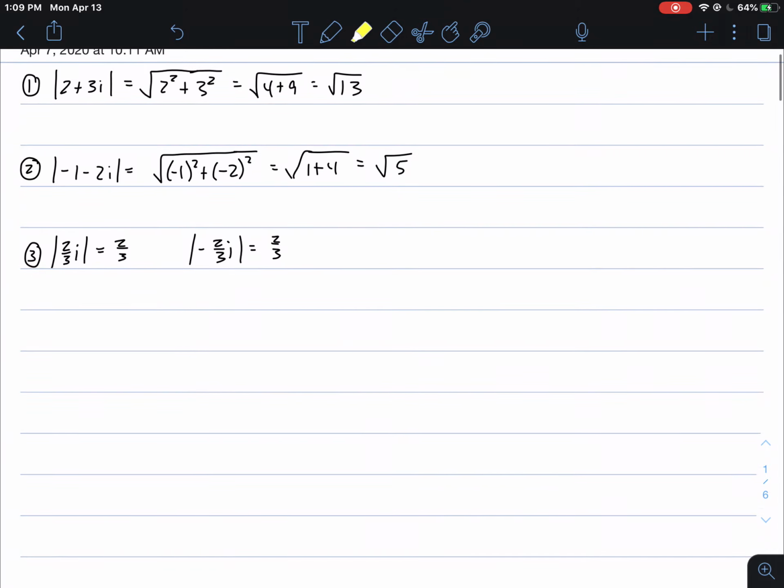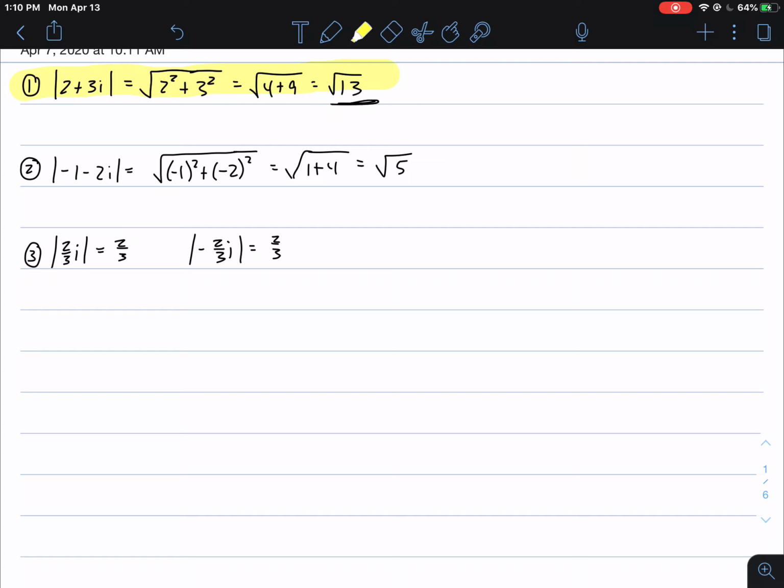And I've got the absolute value of a plus bi, and I went ahead and worked these out to save us a little bit of time going through these examples. So I've got the absolute value of 2 plus 3i. a is 2, b is 3. So I'm just plugging it in. The square root of a squared plus b squared would be the square root of 2 squared plus 3 squared, which is the square root of 4 plus 9, or the square root of 13. And that would be the absolute value of that number.